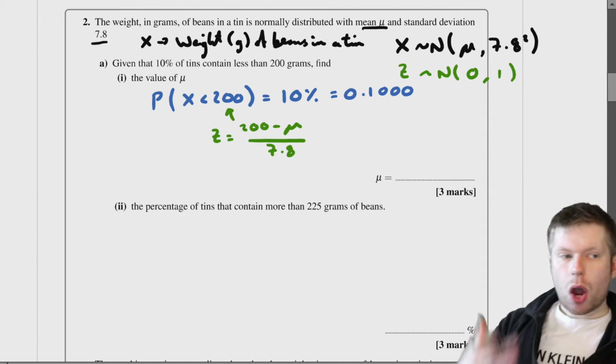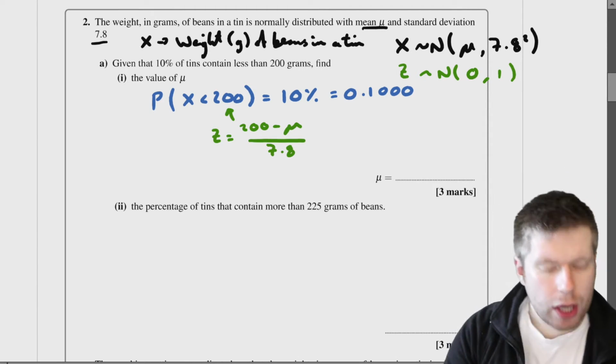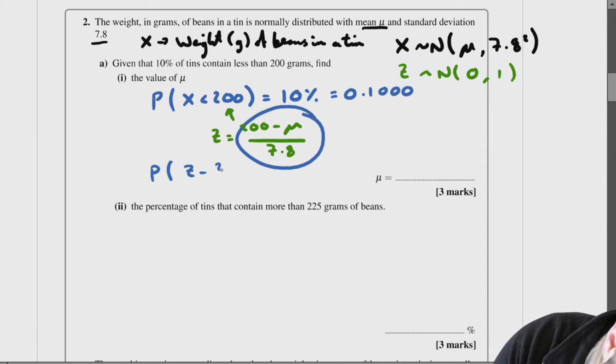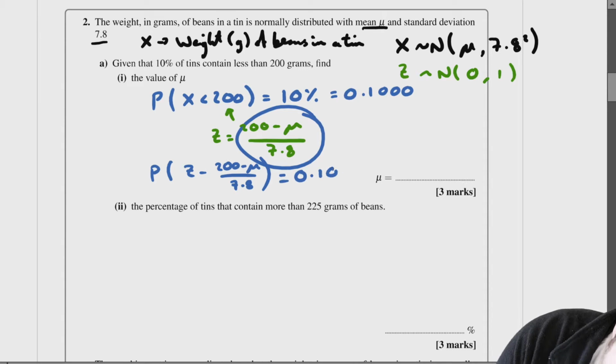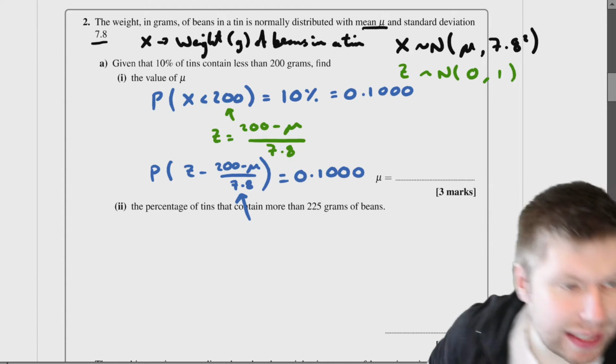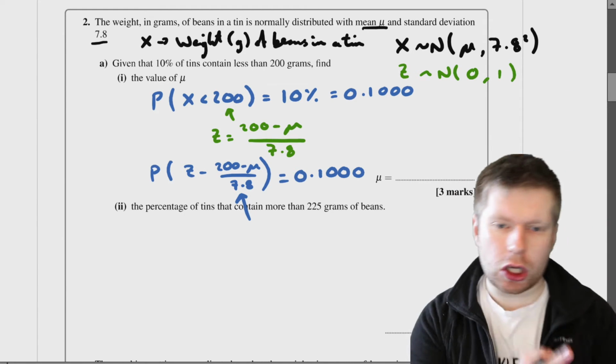Now, I need to go away and have a look in my tables, because at the moment what I'm saying is that the probability that z is less than or equal to this thing, so 200 minus mu over 7.8, that thing should be equal to my 0.100, my 10%, okay? So I need to work out, well, how many standard deviations does that actually correspond to? I need to look in my tables.